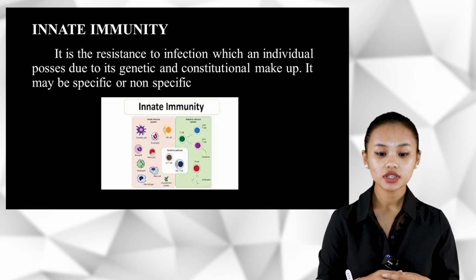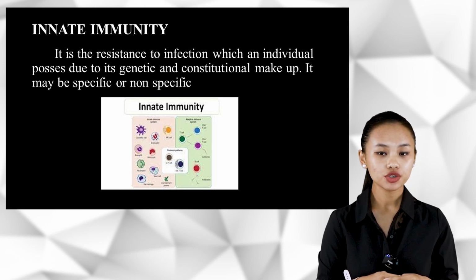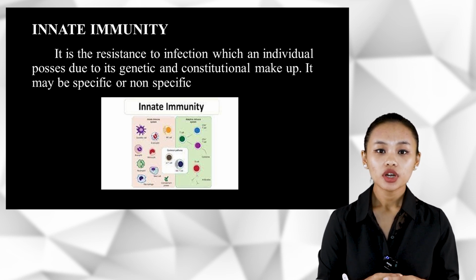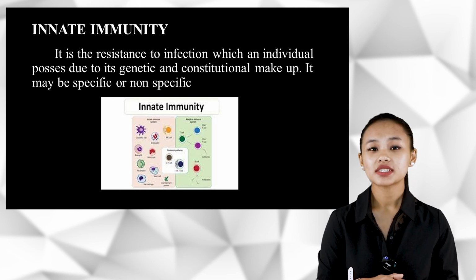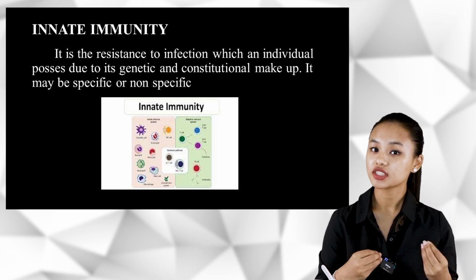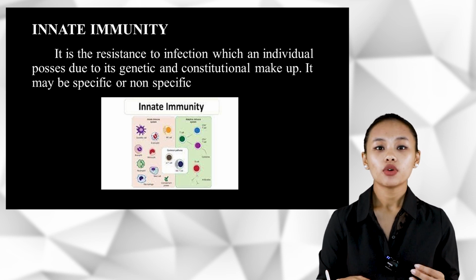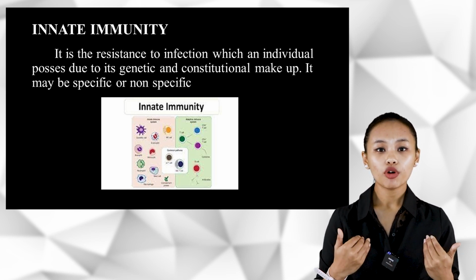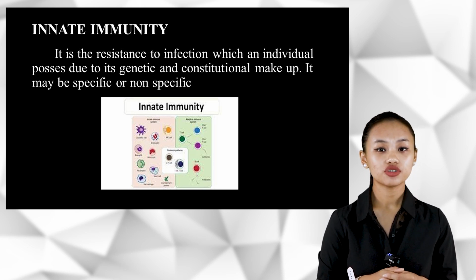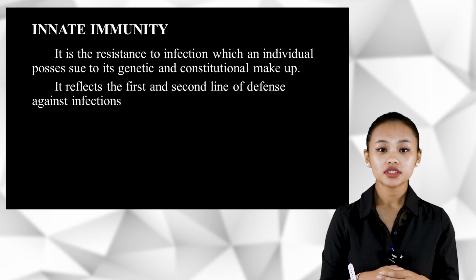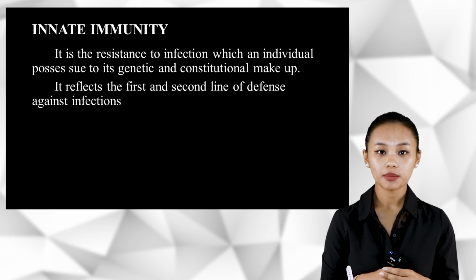Here, the innate immunity is the resistance to an infection which an individual possesses due to its genetic and constitutional makeup. However, this can be specific or non specific. Here, it means that this immunity will be developing in the body of an individual due to its genetic and constitutional makeup. So, this reflects the first and the second line of defense from infection.